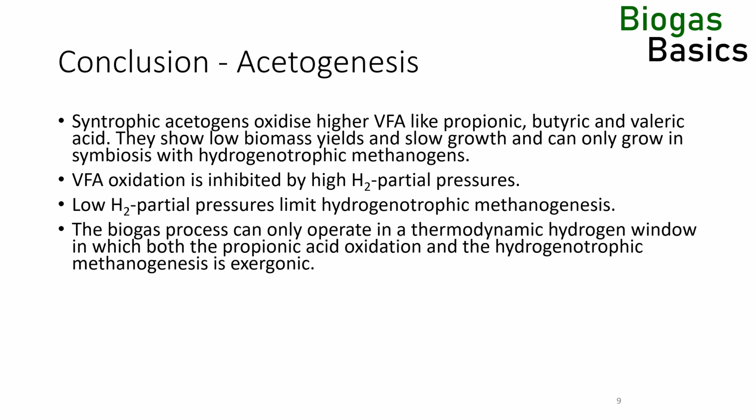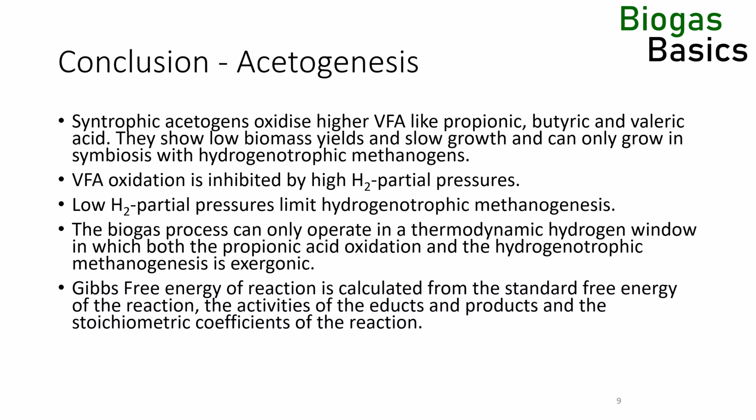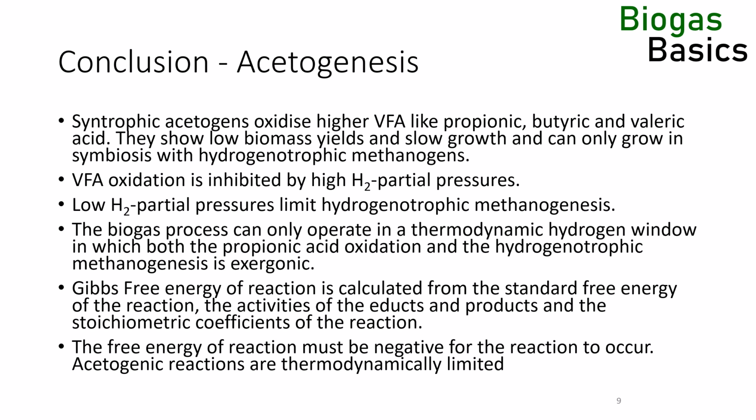To assess if a reaction is viable, we calculate the Gibbs free energy of reaction from the standard free energy of reaction, the stoichiometric coefficients, and the activities of the educts and products. The free energy of a reaction must be negative for it to occur. At high hydrogen partial pressures, the acetogenic reactions become endergonic, and the acetogens can no longer grow in the reactor, which will lead to the accumulation of higher VFA in the digester.